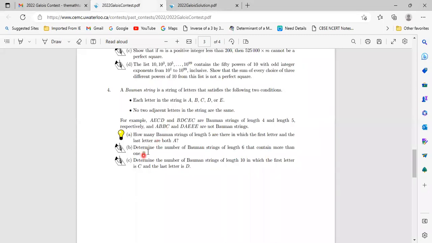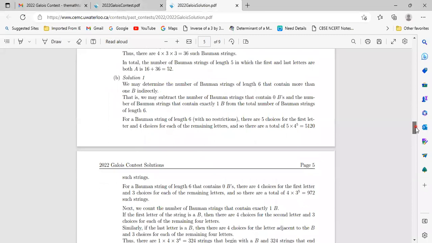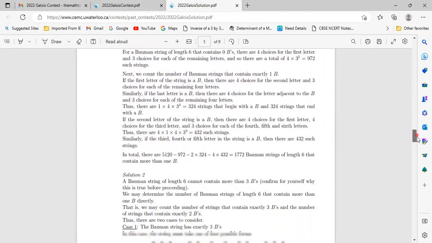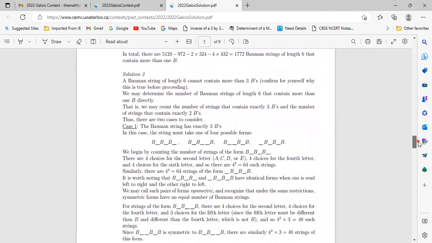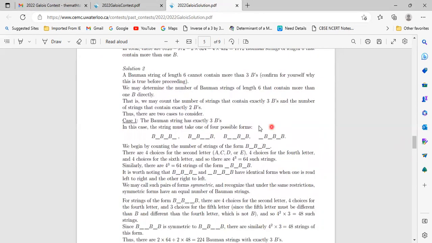In the next question, they're asking us to determine the number of Bowman strings of length 6 that contain more than one B. More than one B. I think for the B, you can refer to solution 2. That was easy actually. Solution 2 was easy. So they're saying that the Bowman string of length 6 cannot contain more than 3 Bs. I'll tell you how.